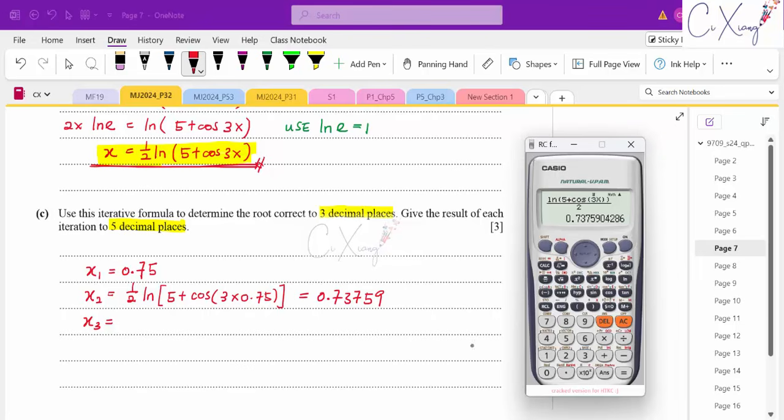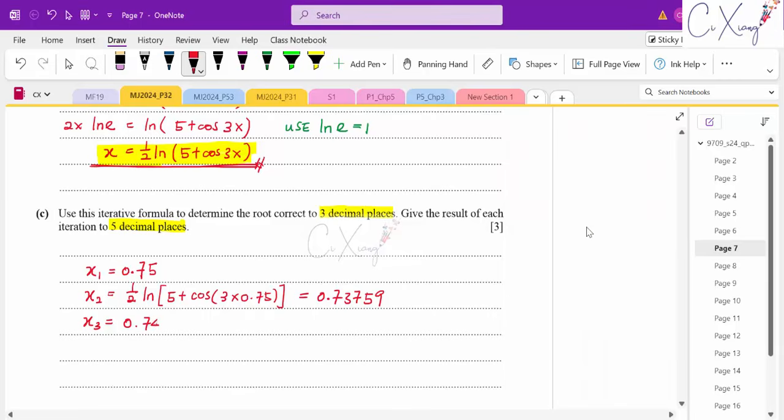To get x3, I press calculate again. It asks again for the value of x, so now we key in the value of x2, 0.73759, then press the equal sign. The value of x3 is shown here, and you put in the 5 decimal places answer, 0.74094. Let's continue to x4.